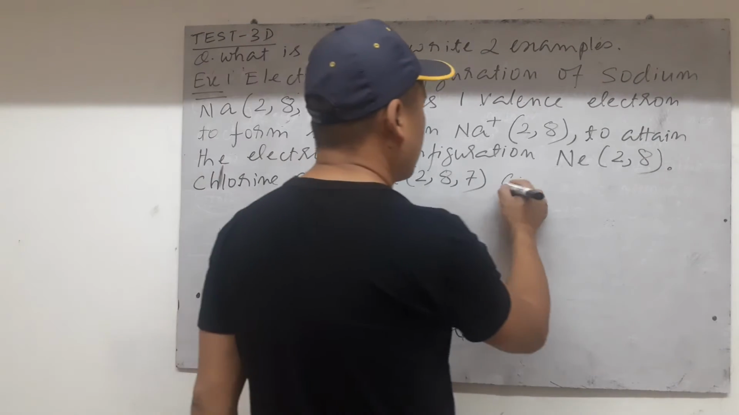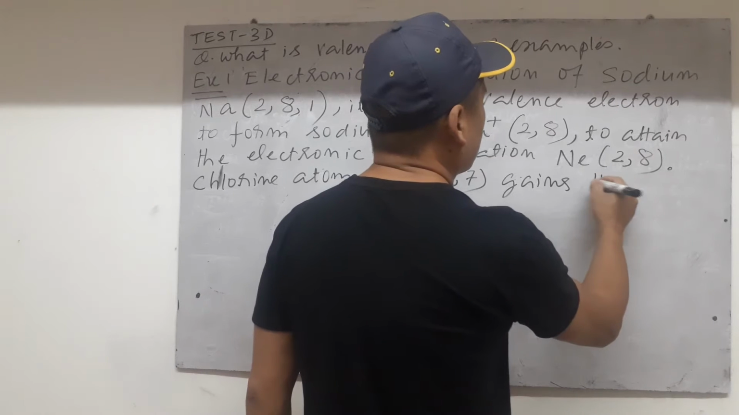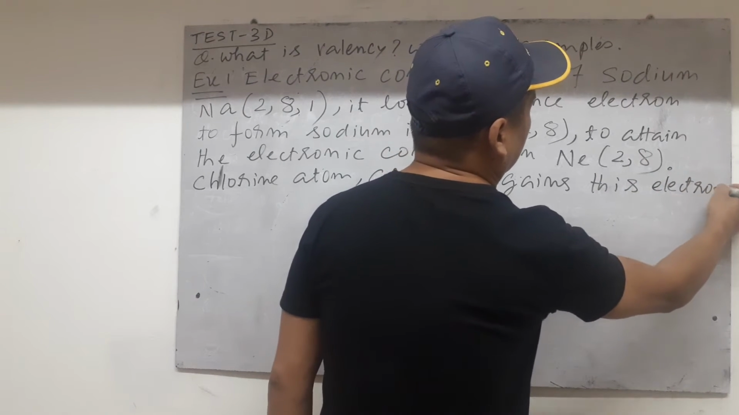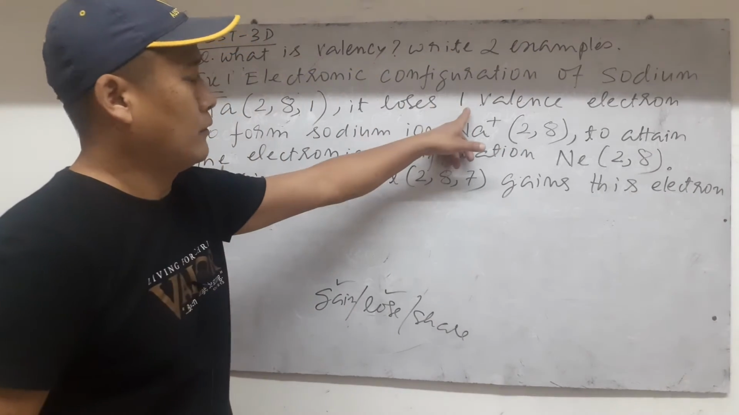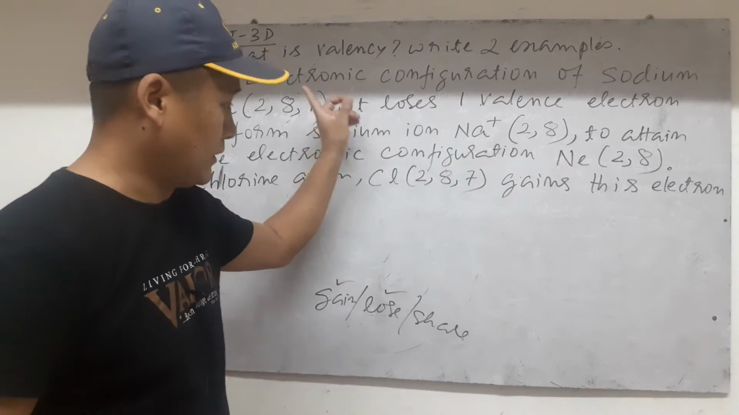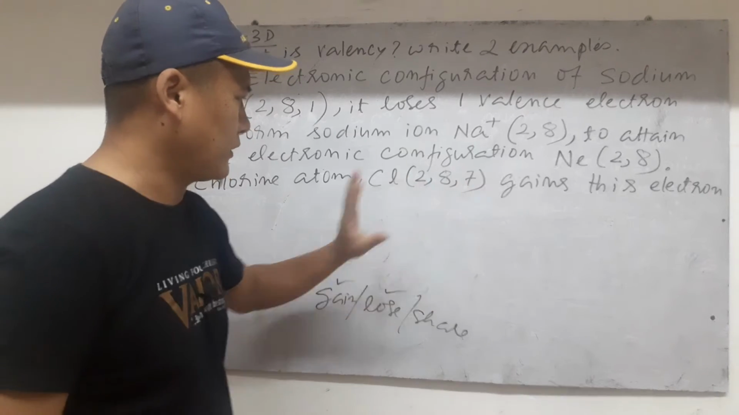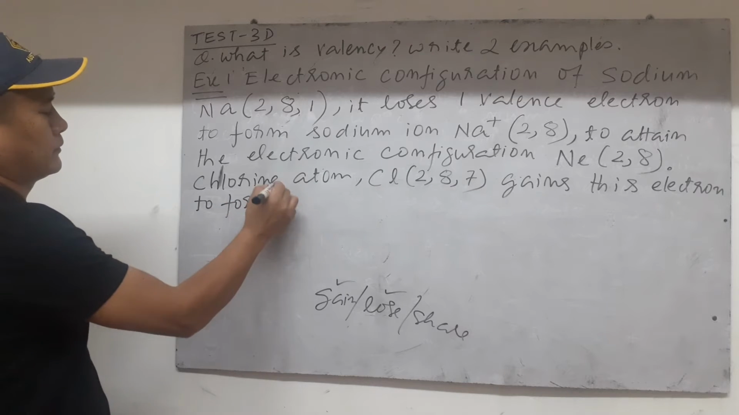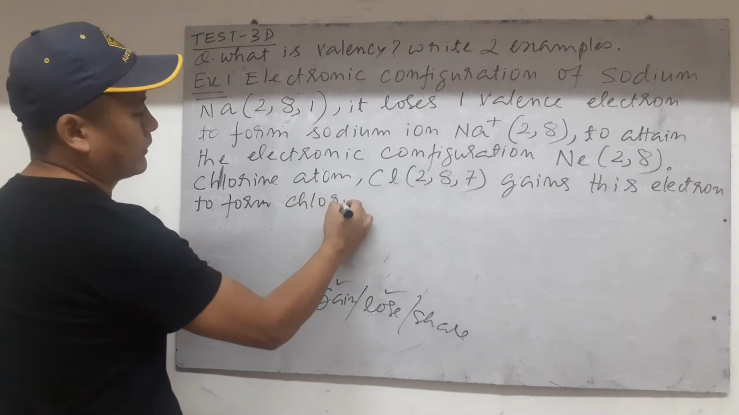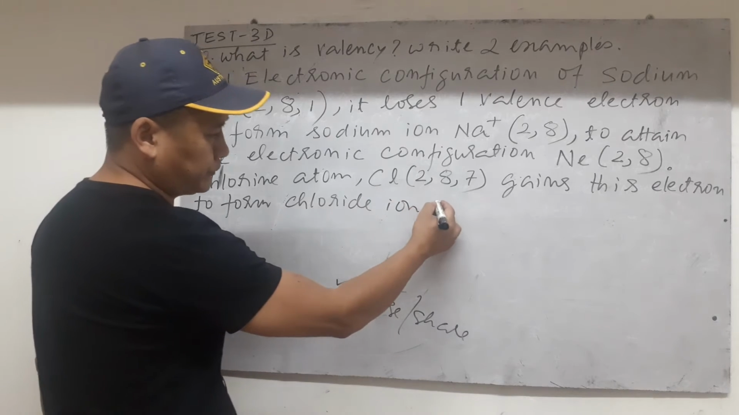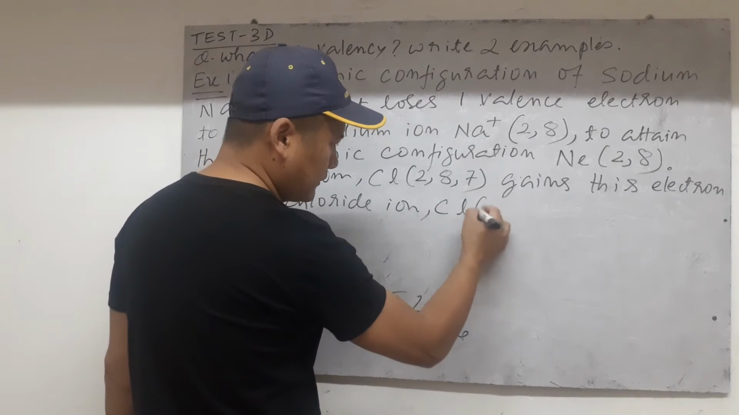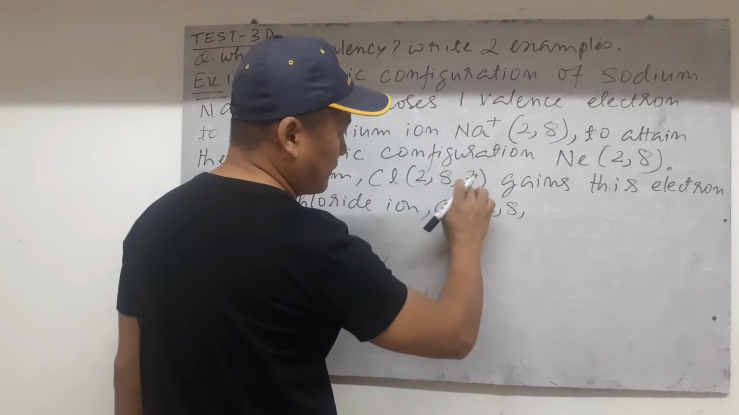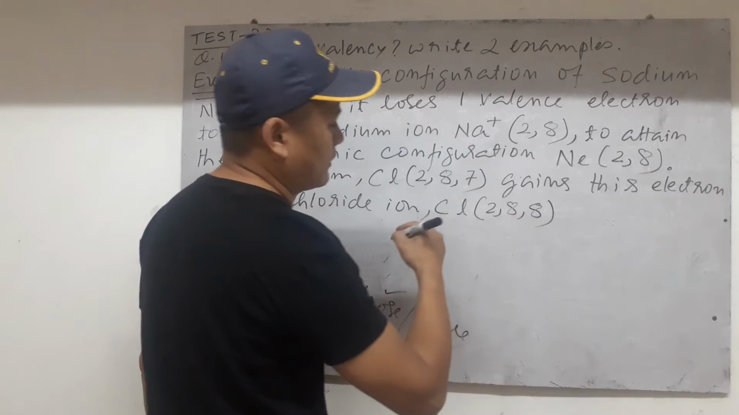It gains this 1 electron. Which electron? The electron lost by sodium here. The 1 electron lost here is taken up, the gain meaning taken up by chlorine, to form the chloride ion. See here, Cl 2, 8, 7. Gaining 1 here means 2 plus 8 plus 7 plus 1, 8.